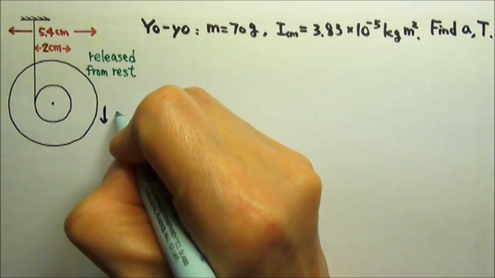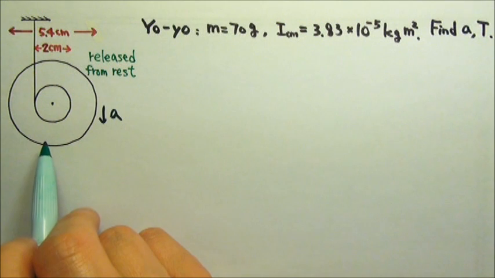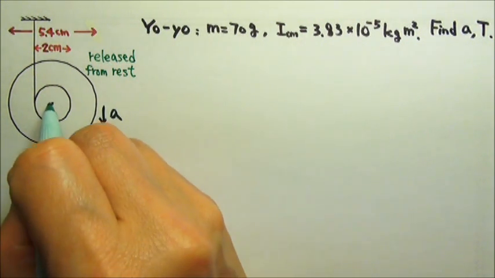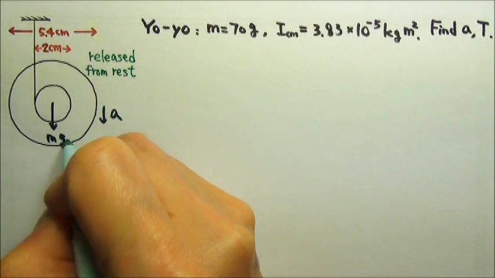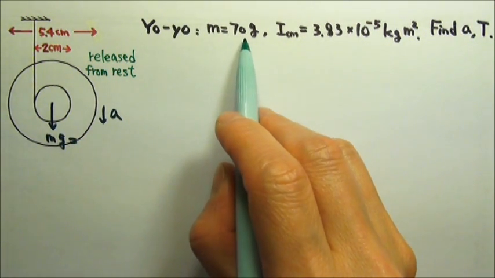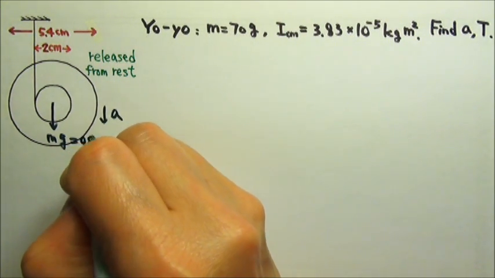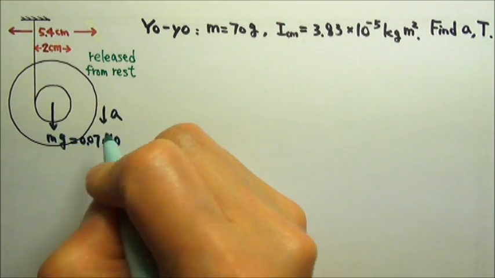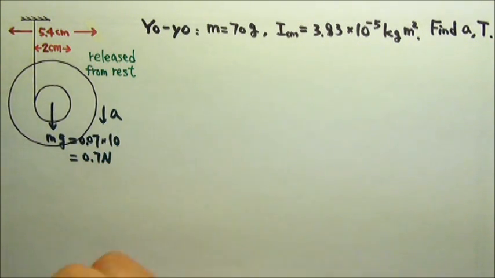So the acceleration goes down, and we have mg acting on the yo-yo. And where do we draw the mg? We draw it from the center of mass, so we have mg right here. The mass is 70 grams, that's 0.07 kilograms. So it's 0.07, I'm just going to round the g to 10, so this gives me 0.7 newtons.